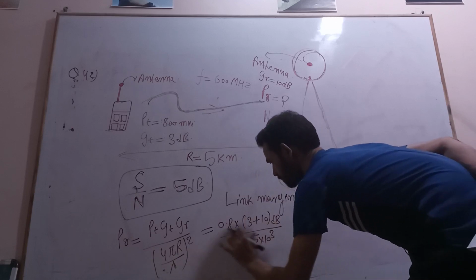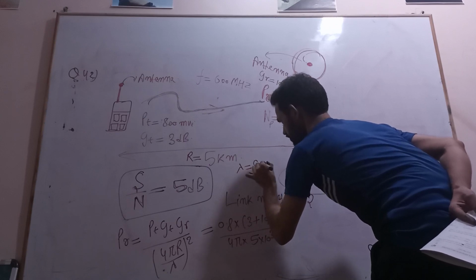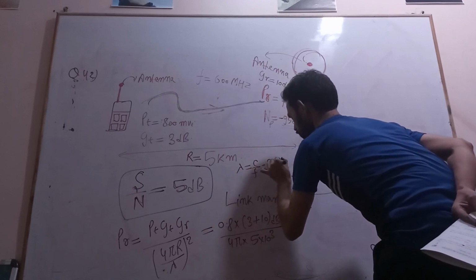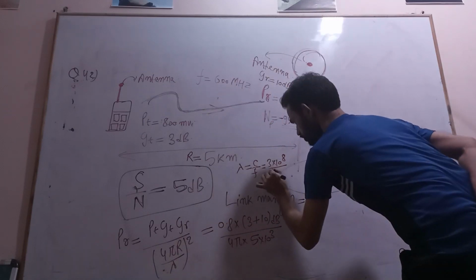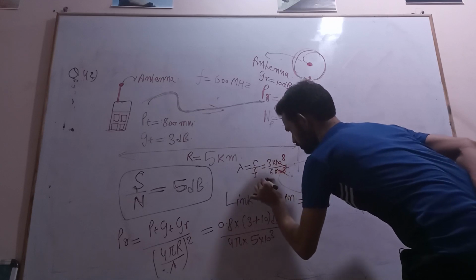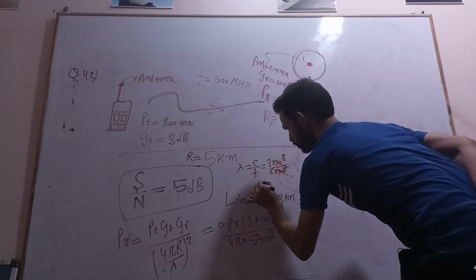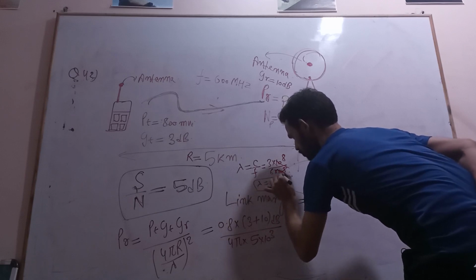Now what is lambda? Let us calculate this lambda here. Lambda is equal to C by F. How much is C? 3 into 10 to the power 8, divided by frequency. Frequency is 600 megahertz, so this is 6 into 10 to the power 8. It gets cancelled. So lambda is equal to 1 by 2 meter. Wavelength is 0.5 meter.